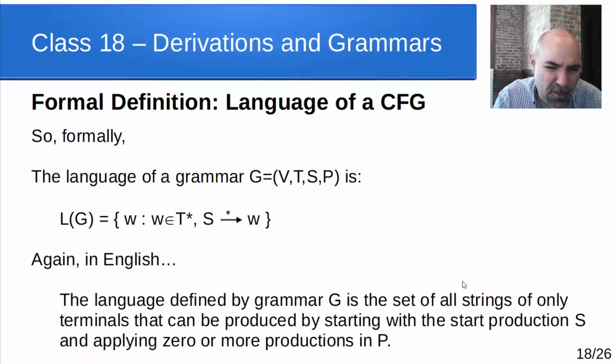Now, this English one is a little bit confusing. It says strings of only terminals. That can also include lambda, notice, because the star is there. So maybe it should say all strings of 0 or more terminals that can be produced by starting with the start symbol S.